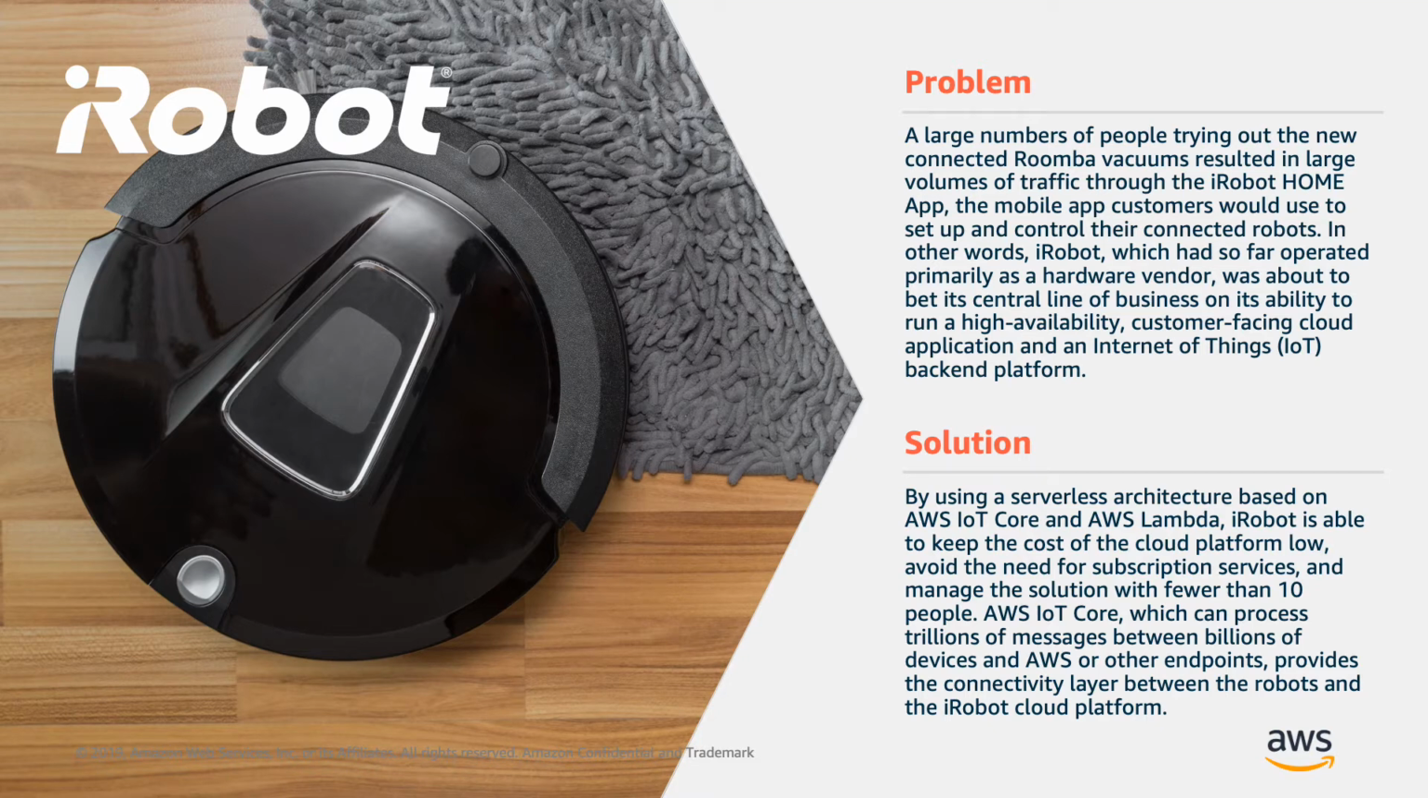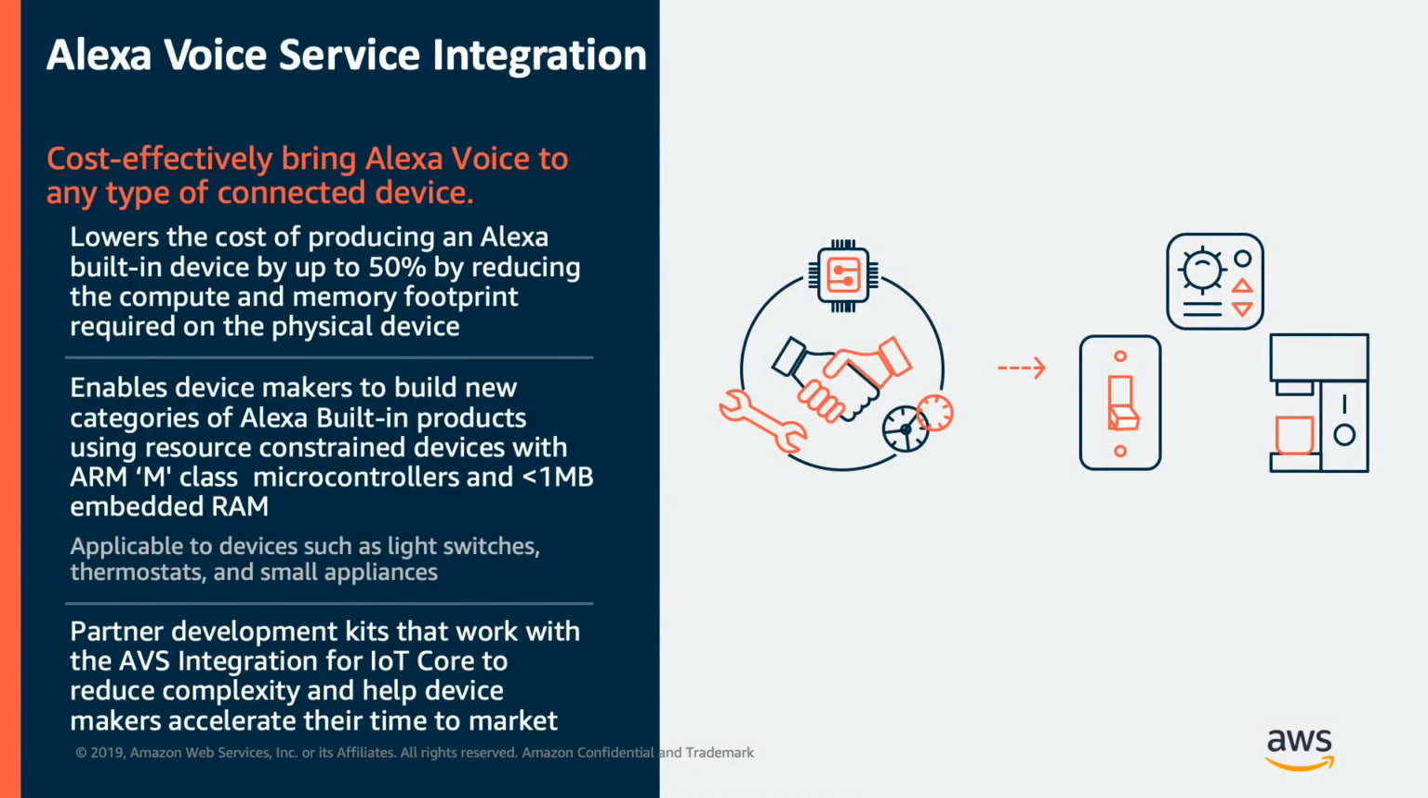With these Roomba vacuum cleaners, they mapped more than 500 million square feet of floor space as part of the company's smart home vision. And iRobot was able to manage the solution with fewer than 10 people in their business. AWS IoT Core, which can process trillions of messages between billions of devices and AWS or other endpoints, helped iRobot provide the connectivity layer between the robots and the iRobot cloud platform. If you have ideas, you can also bring Alexa Voice Service to the IoT.